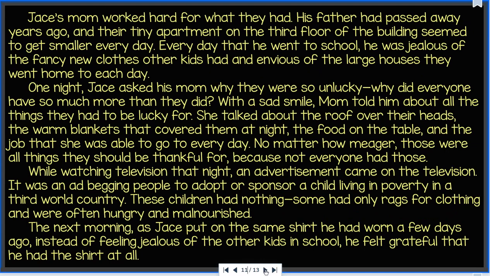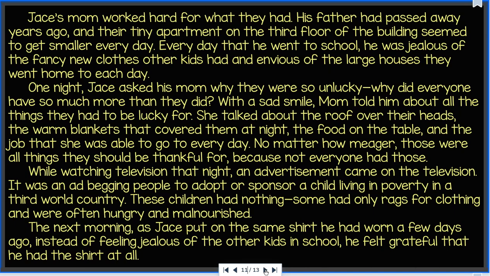Let's look at an example passage. Jason's mom worked hard for what they had. His father had passed away years ago, and their tiny apartment on the third floor of the building seemed to get smaller every day. Every day that he went to school, he was jealous of the fancy new clothes other kids had and envious of the large houses they went home to each day. One night, Jace asked his mom why they were so unlucky. Why did everyone have so much more than they did?